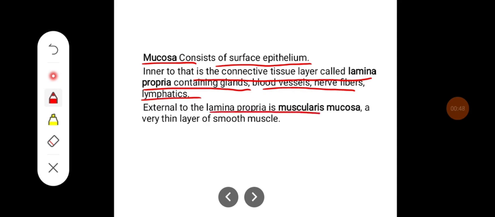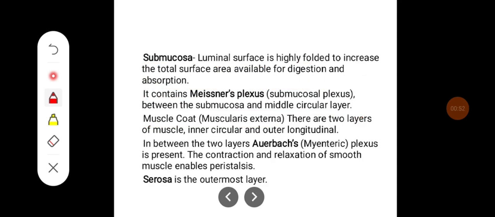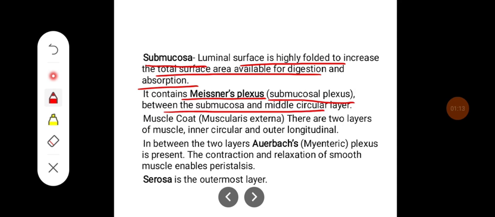External to lamina propria, there is a muscularis mucosa, a very thin layer of smooth muscle. Then submucosa, that is, the luminal surface of submucosa is highly folded to increase the total surface area available for digestion and absorption. The submucosa contains mucinous plexus, also called submucous plexuses, between the submucosa and middle circular layer.